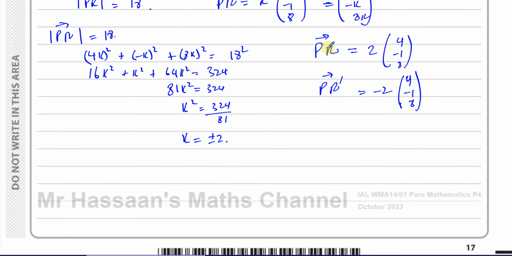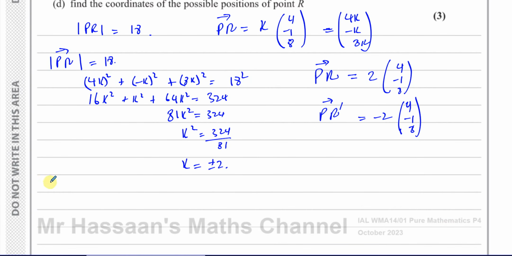Okay, so now we found the vector P to R, the vector P to R dash. We can work out what the position vector of R is. Now the position vector of R is the vector from O to R, and the position vector of R dash will be the vector from O to R dash. So we've got to work out how to find those.